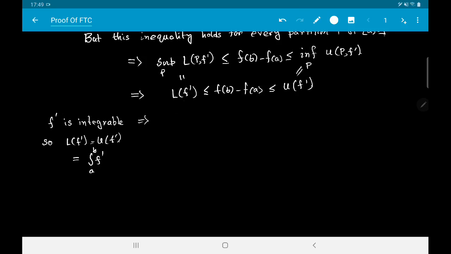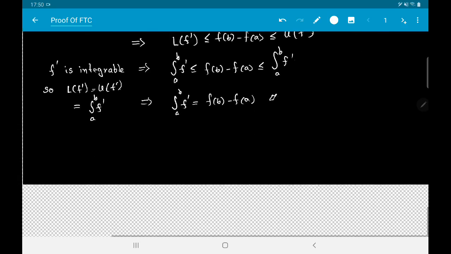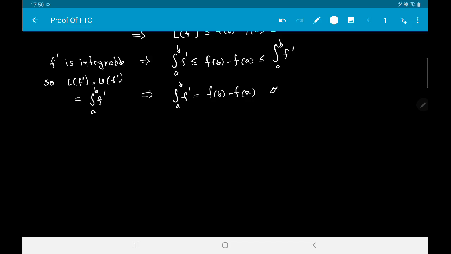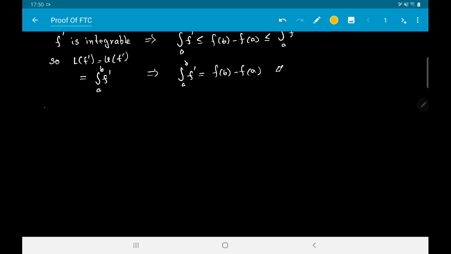So integral a b f prime is less than or equal to F(b) minus F(a). It is less than or equal to integral a b f prime, and it follows that integral a b f prime is equal to F(b) minus F(a). So this completely proves the fundamental theorem, all the statements of the fundamental theorem, right? So a few remarks are in order, and we will finish this video in a couple of minutes.